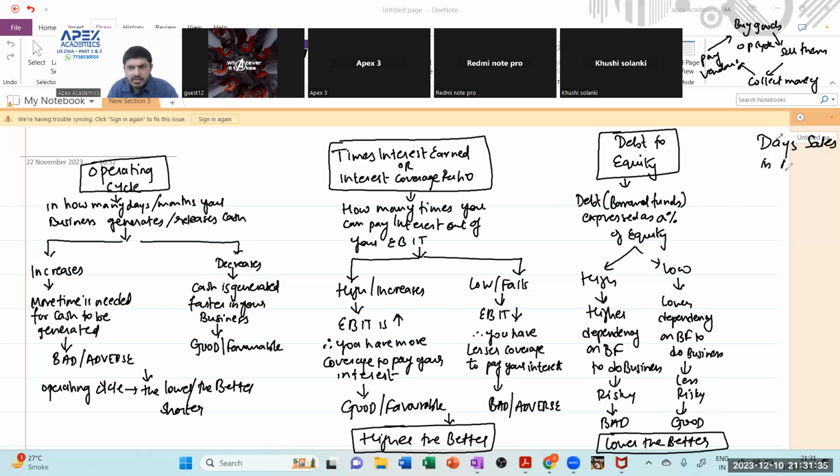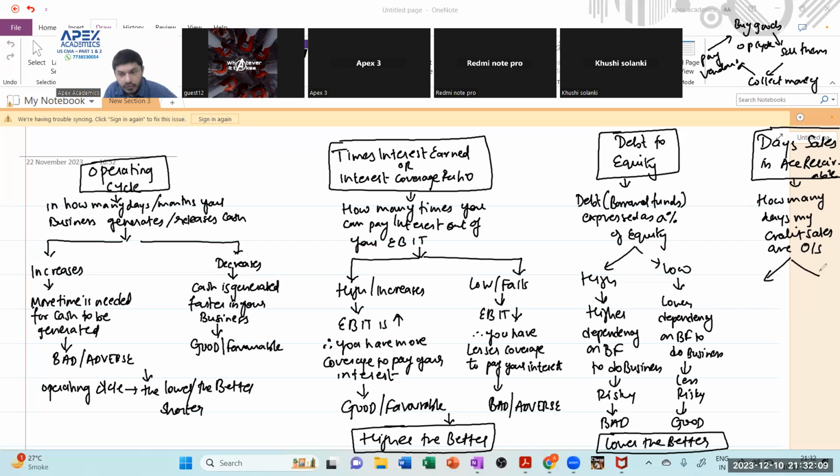Days sales in accounts receivable. You have all read these notes, you have all attended the lecture. Means what? How many days my credit sales are outstanding? Meaning, how much time it takes for me to collect the money from my debtors? Should this be high or should this be low? Low. Of course, it has to be low.